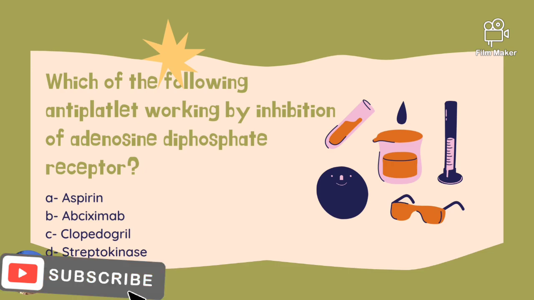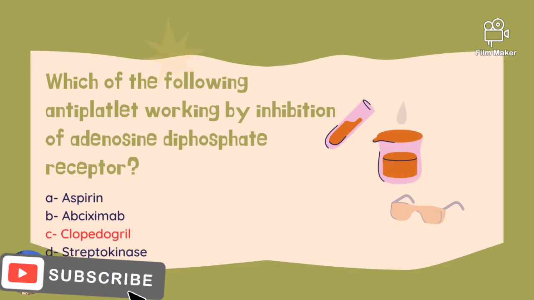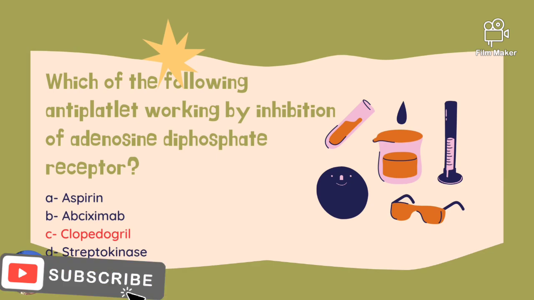Which of the following antiplatelets works by inhibition of the adenosine diphosphate receptor? A. Aspirin. B. Abciximab. C. Clopidogrel. D. Streptokinase. Also, you know that the answer will be C. Clopidogrel.